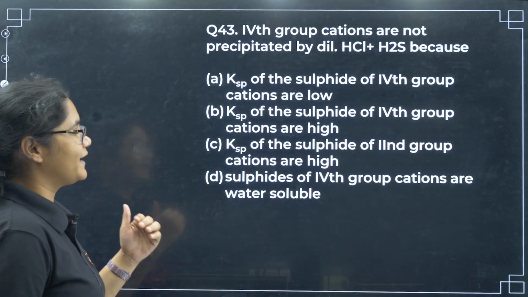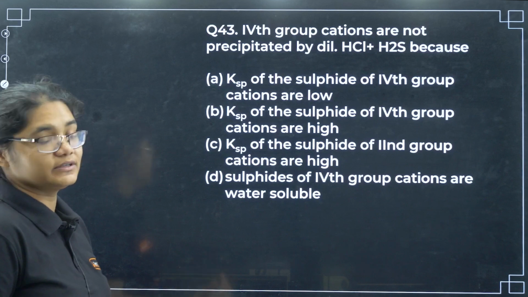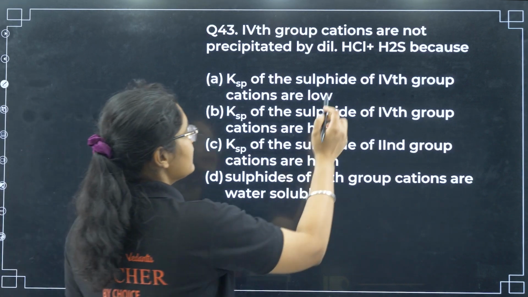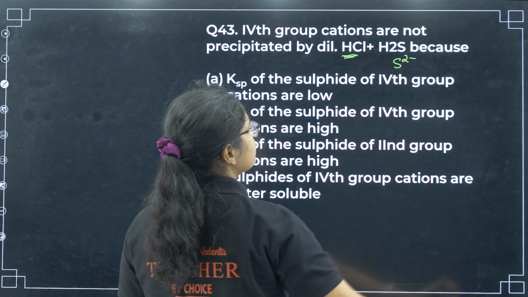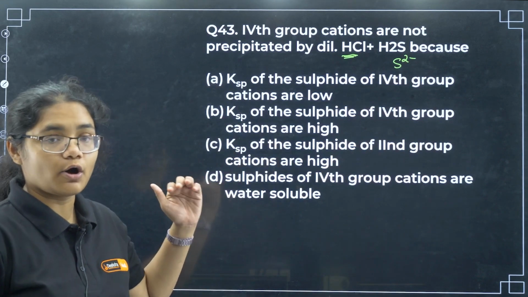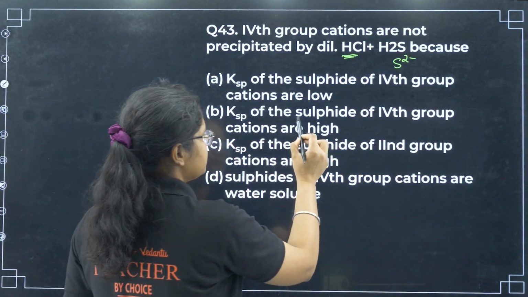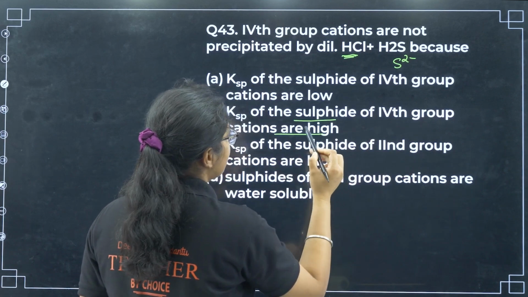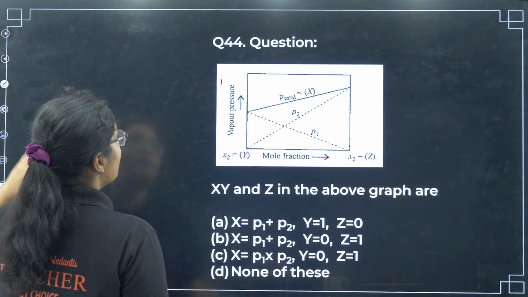The fourth group cations are not precipitated by dilute HCl plus H2S solution. Because of the H plus present, very few S2 minus ions will be produced due to the common ion effect. That is why it is not possible, and the Ksp of the sulfides of the fourth group is very high, so we cannot precipitate them. That is why option number B.